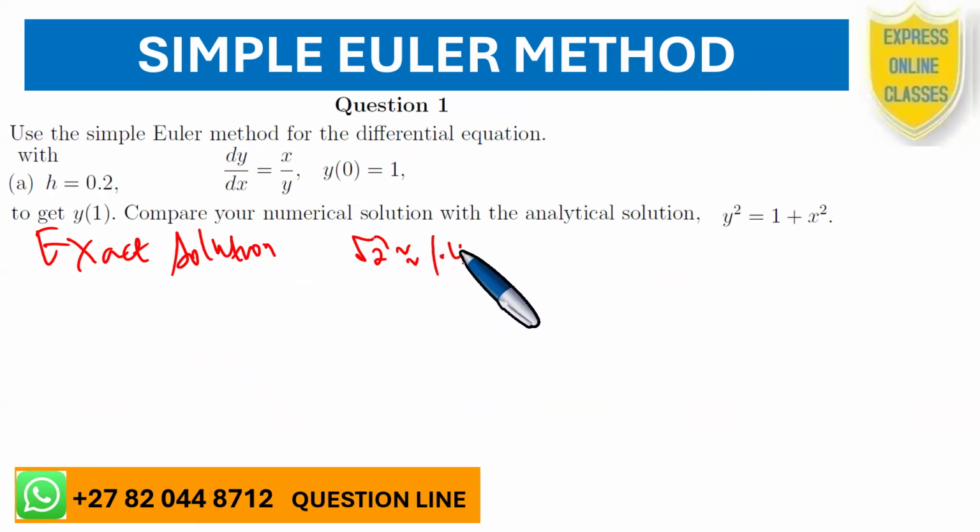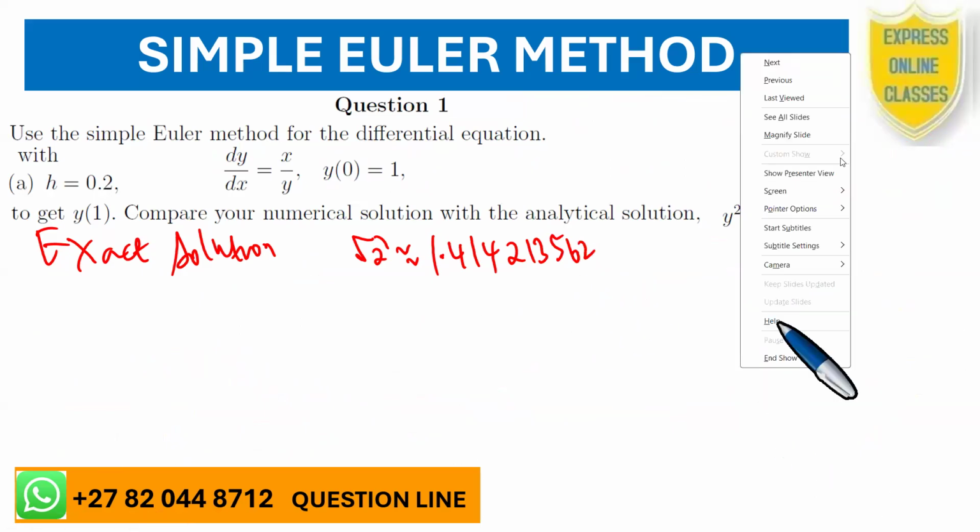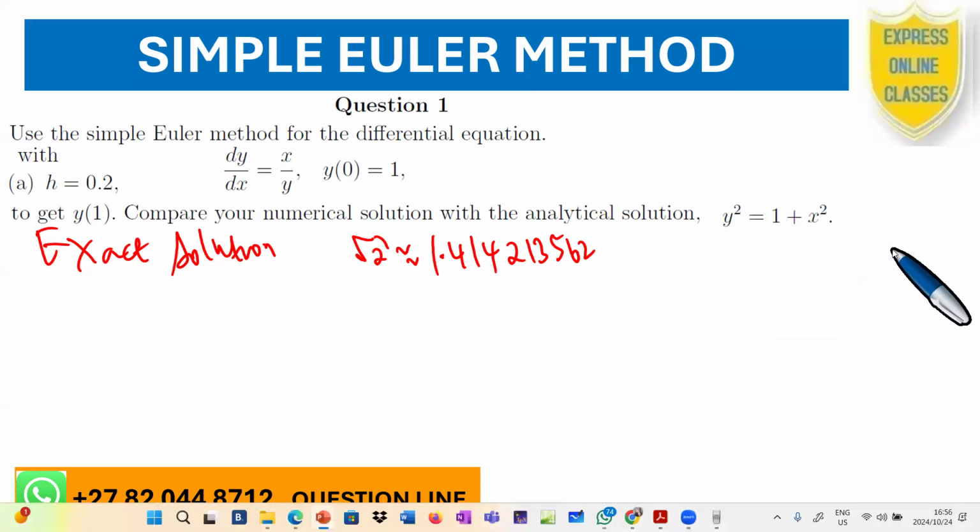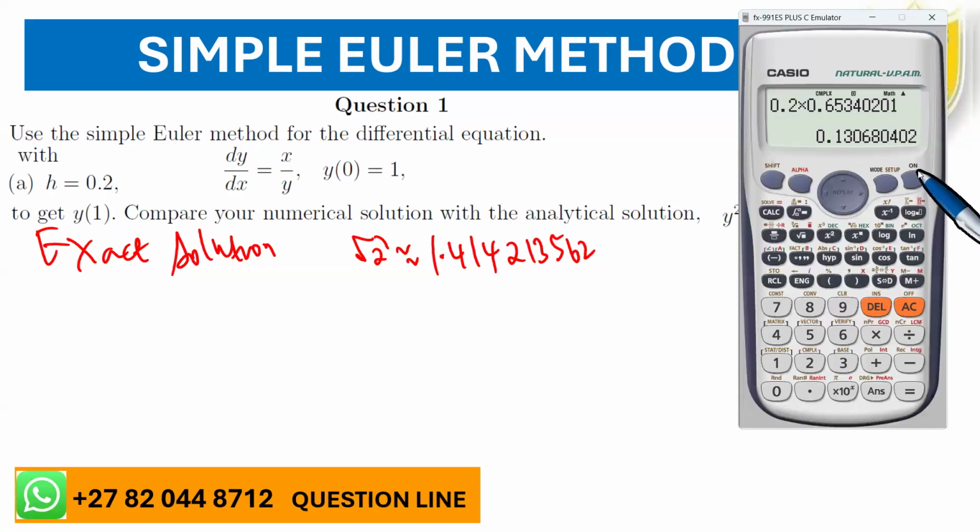It's 1.414213562. And this is the square root of 2. Let's check. 1.41562.